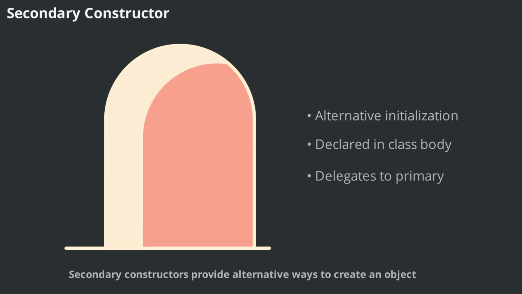Secondary constructors provide alternative ways to create an object. They're declared inside the class body using the constructor keyword. These constructors must delegate to the primary constructor, ensuring that all essential properties are initialized. Imagine buying a modular home, but requesting a custom payment plan or omitting the garage. Secondary constructors give you that flexibility while maintaining the core structure.